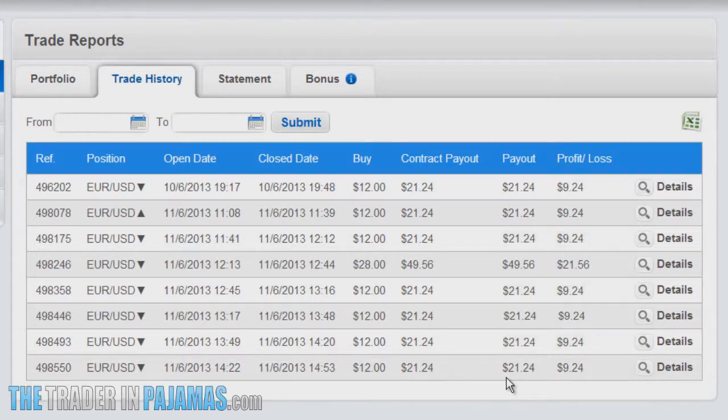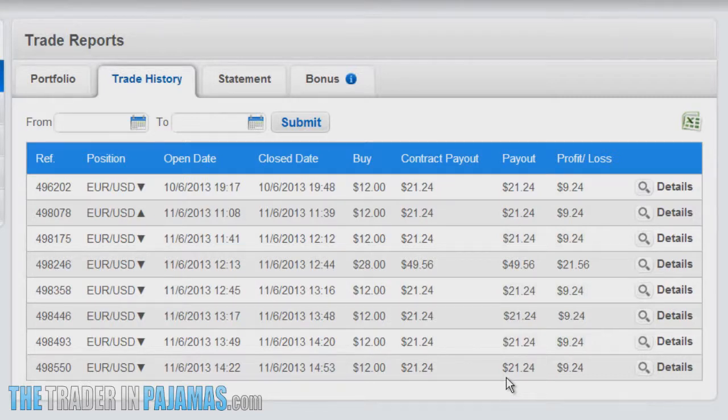Now we've got a lot of information about the trade here. We've got the amount we traded, the currency pair, the execution time, the rate, and as you can see again, this was a winning trade, so we also see the payout amount. In this case, it was $21.24 for a profit of $9.24.